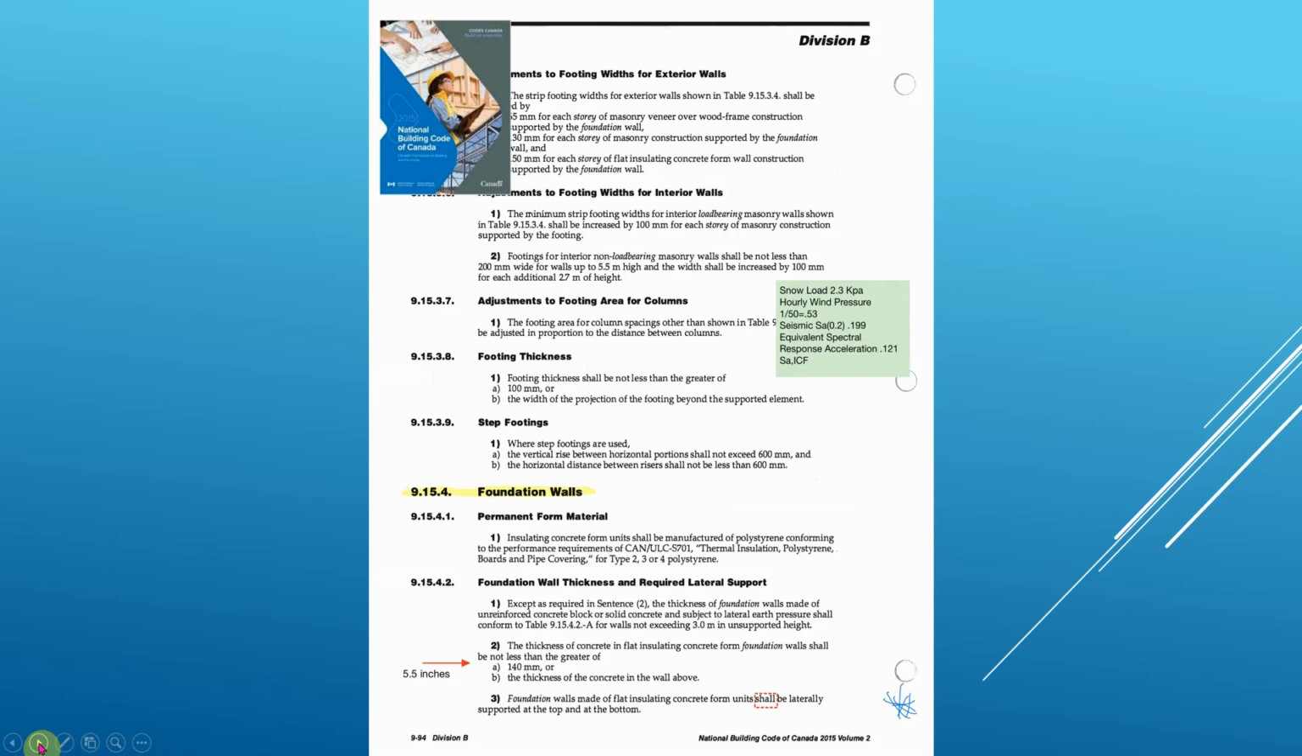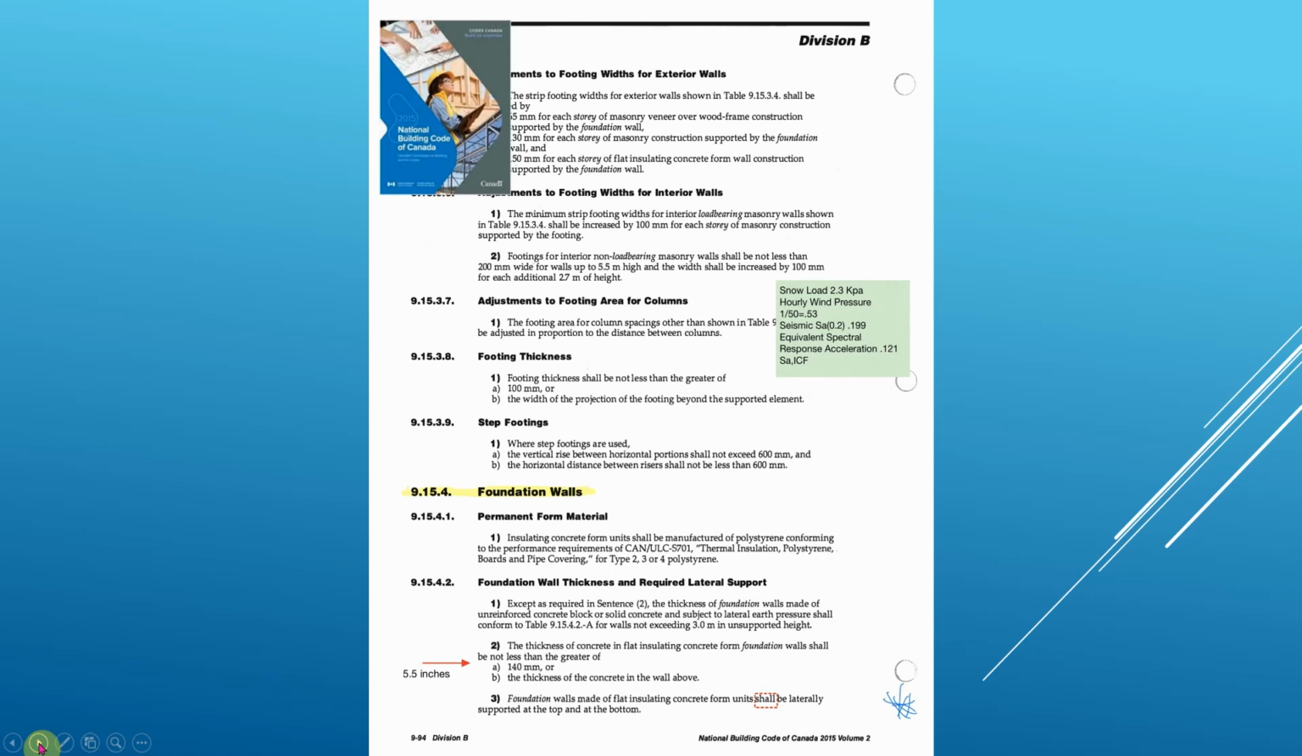And then they talk about foundation wall thickness. Foundation wall thickness will be a minimum of 140 millimeters, and no less than the thickness of concrete in the wall above. So what they're trying to tell you, which makes common sense, is that you can't have a 6-inch wall supporting an 8-inch wall.